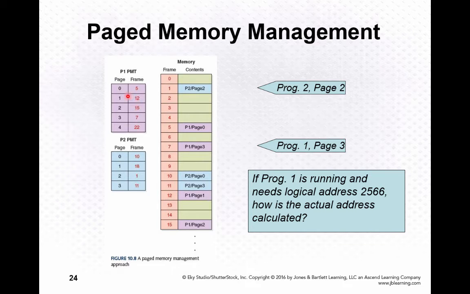So when I'm trying to access process 1, the actual memory used by process 1 is scattered throughout the physical address space. Although within process 1 it feels like it's all contiguous, it's actually scattered through the address space. And in fact, these pages might not even actually be in the highest cache. They might be in secondary memory. So here's a question. If program 1 is running and needs logical address 2566, how is the actual address calculated?